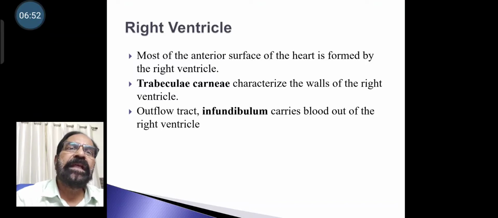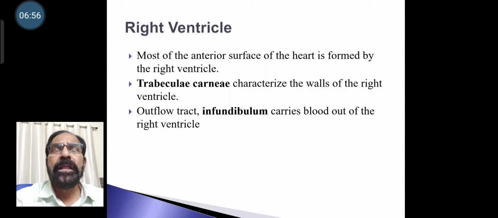Right ventricle. Most of the anterior surface of the heart is formed by the right ventricle. Trabeculae carneae characterize the wall of the right ventricle. The outflow part, or the infundibulum, carries the blood out of the right ventricle.